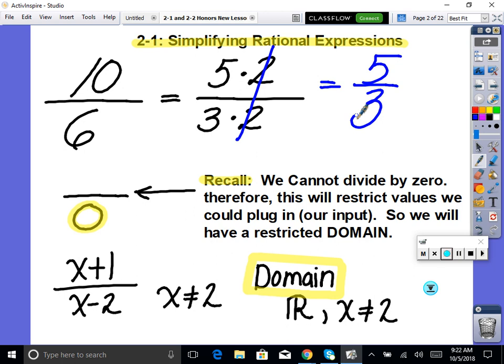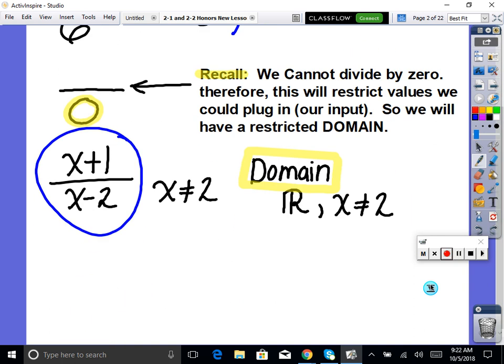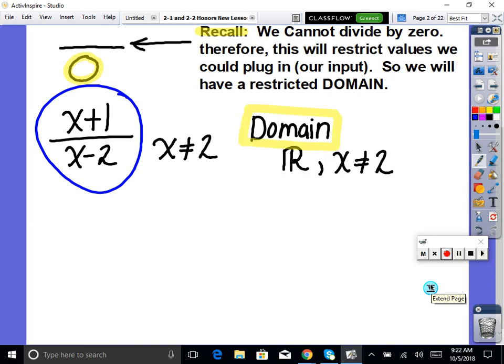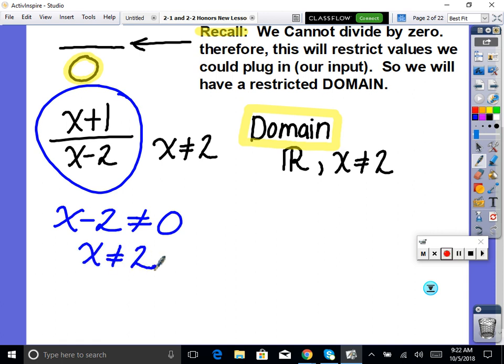Now we do have to note one thing though. When we start putting variables in with rationals, we have to recall that we cannot divide by 0. Now this would restrict the values that we could potentially plug into this. We're restricting our input or our domain. There are values we could not plug into this or else it would make it undefined. If you look at x plus 1 over x plus 2, what value would make the denominator 0? 2. So we say x minus 2, since that's in the denominator, cannot equal 0. True? It's a true statement. Now add 2. So x cannot equal 2, or the denominator is 0, making this undefined.